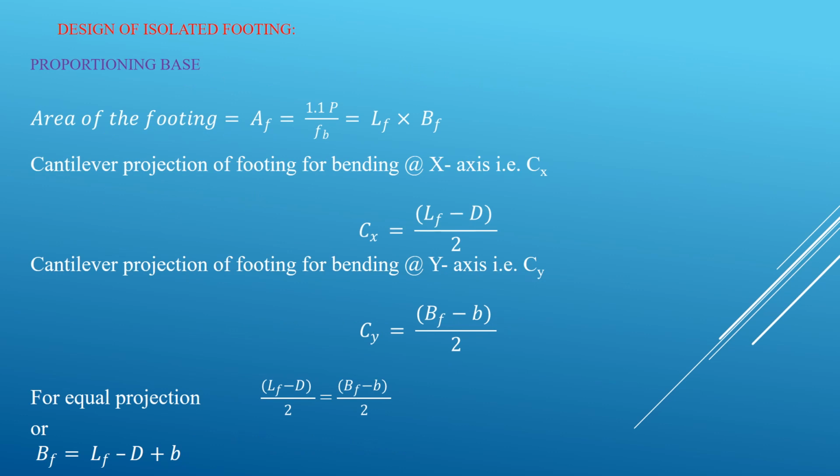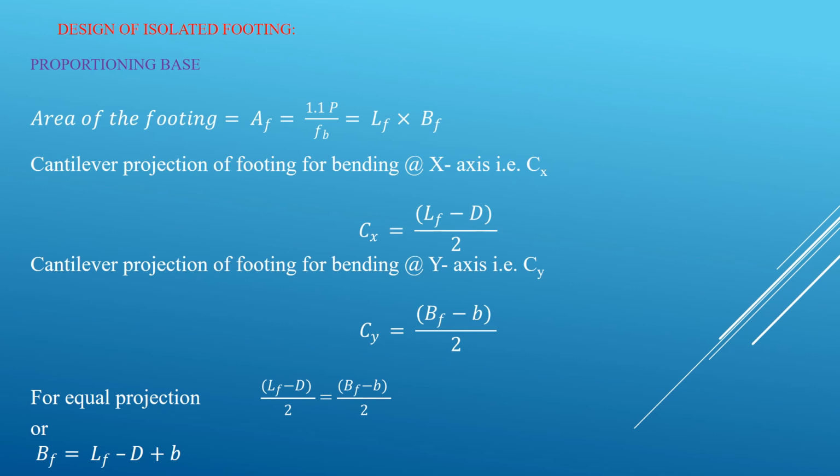Design of isolated footing. The footing for an axial loaded column of size small b into capital D is designed as an inverted cantilever outstanding from the column and loaded with uniform upward soil pressure. The various steps involved in the design are given below.